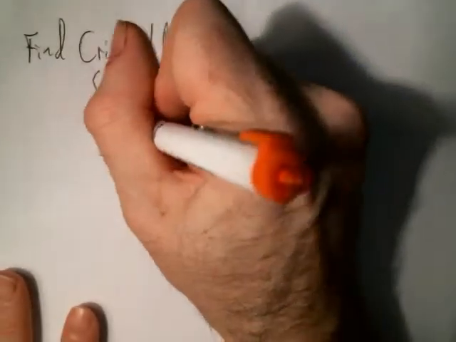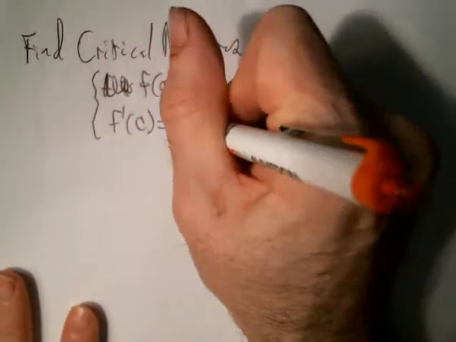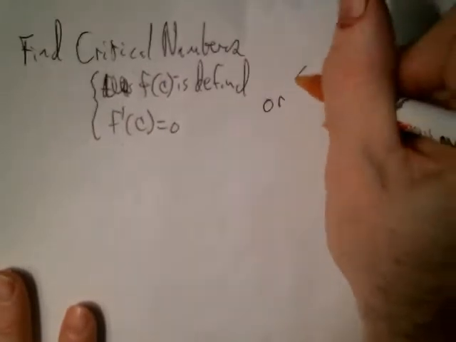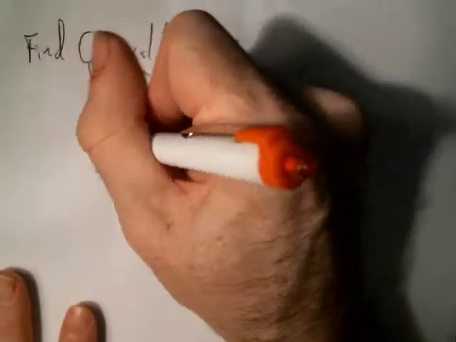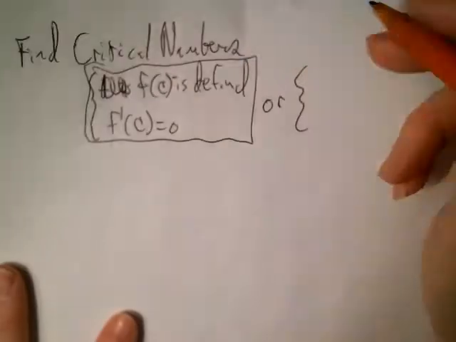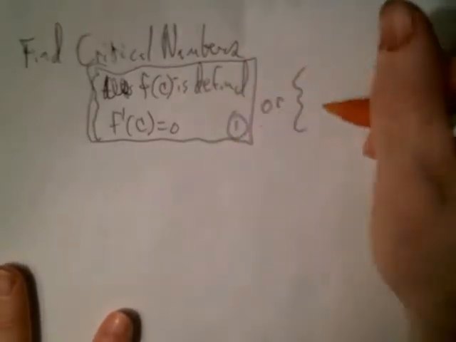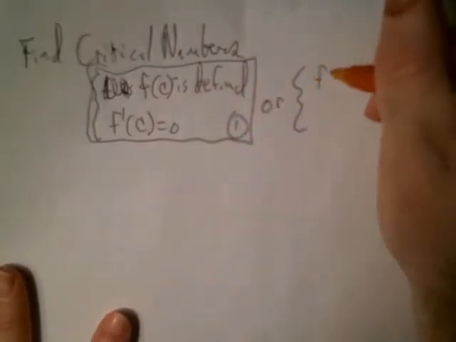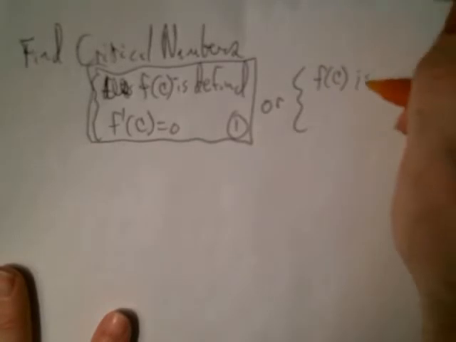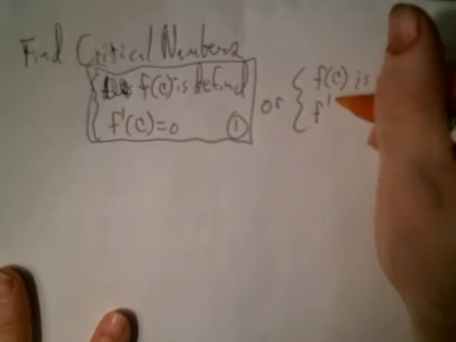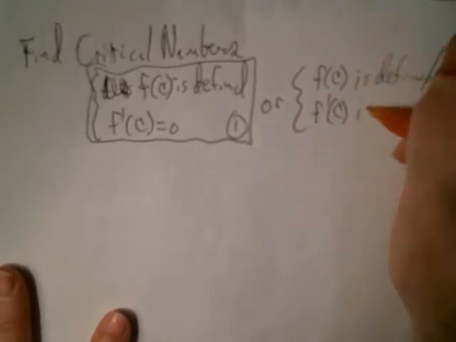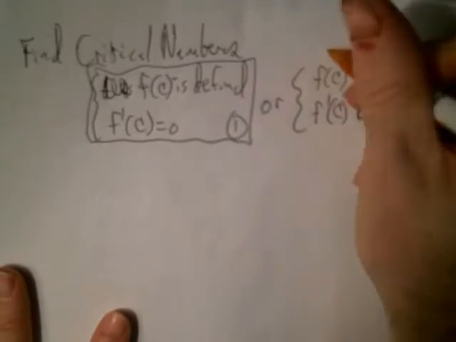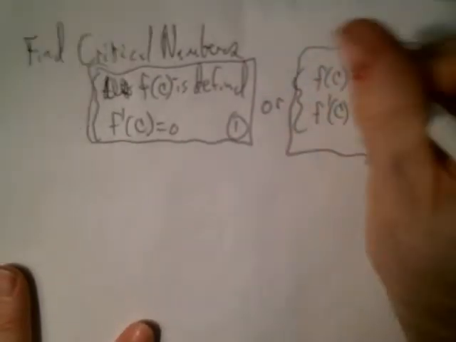And f prime of c is equal to 0. Or, so there's these two kinds of critical numbers. This is the first flavor. Or f of c is defined and f prime of c does not exist. Okay, so that's the second flavor of critical number.